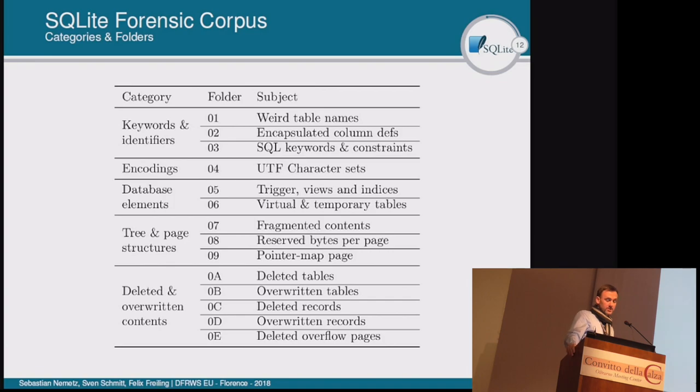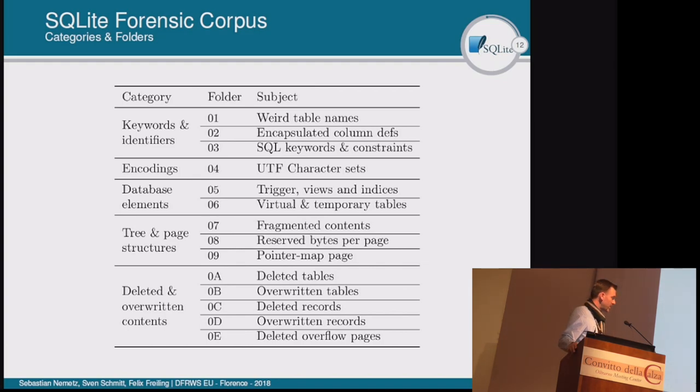Tree and page structures is another category where we experimented with fragmented contents, meaning introducing larger contents into the database so that they cannot be stored consecutively anymore. They will be fragmented within the database, like in a file system, for example. If you store a file in a file system and it gets larger, then chances become higher that it will be fragmented. It's the same in the database.